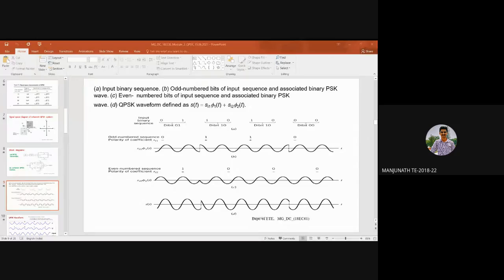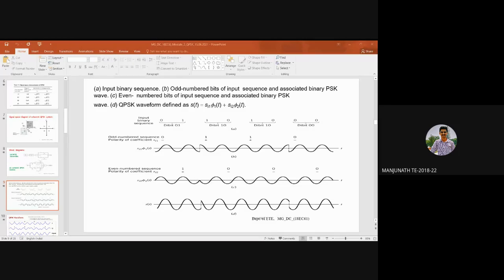Sir, the input binary sequence will already be given. From that we have to segregate even and odd bits. In the odd bits, it is represented graphically by cosine, sir. Very good. And 0 is taken as negative, and 1 is taken as positive cos. You have to say minus cos. 0 is minus cos, 1 is plus cos. Yes, sir. And whereas in the even sequence, we are taking it in the sine wave.